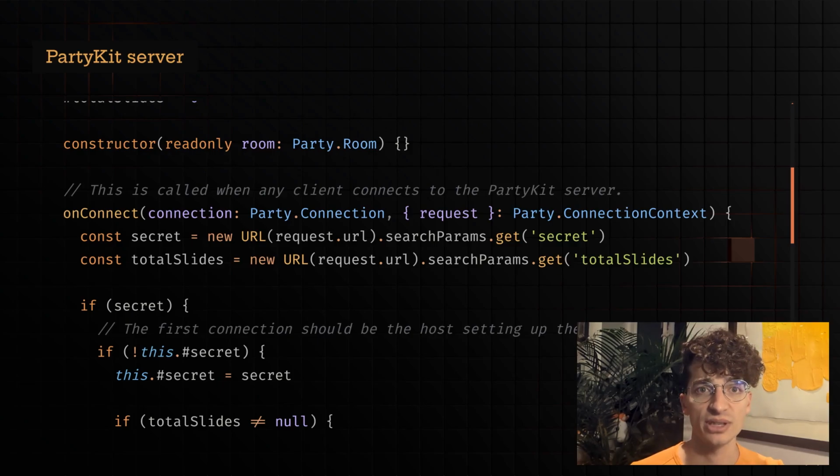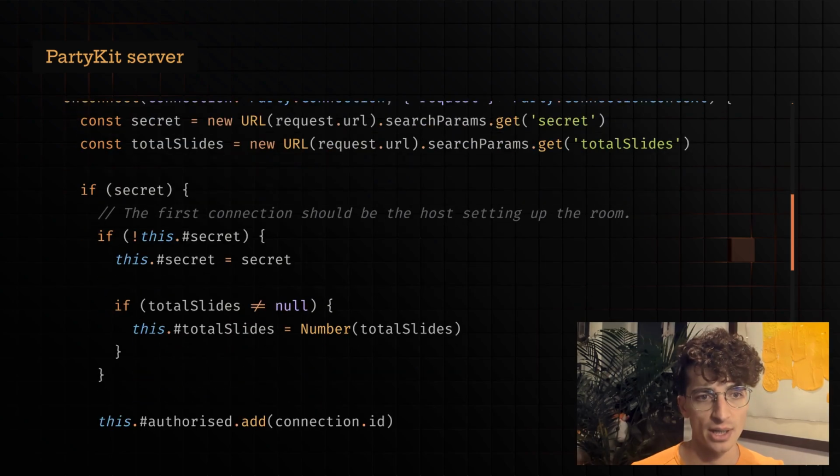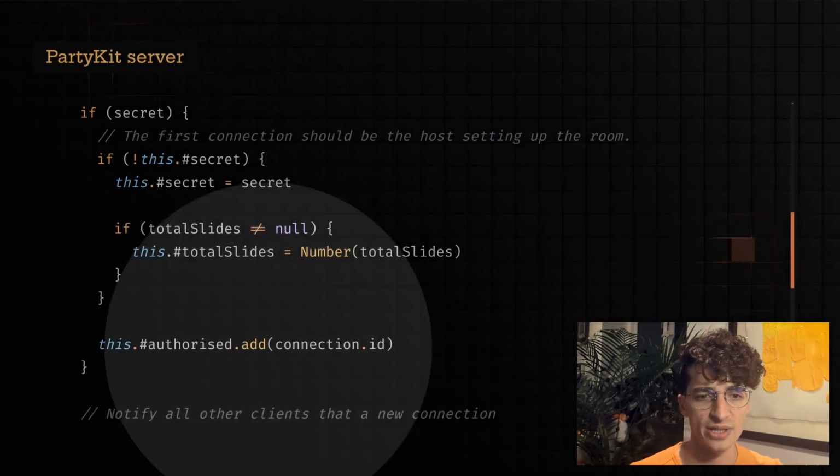The onConnect function is called naturally once any client tries to connect to the server. We're going to try and pull out the secret and the total slides from the URL, just from the query parameters. And if the secret is present, we're going to add them to our authenticated list. And if it's the case that it's the first time we're receiving a secret, we're going to make the assumption that this is the initial host setting up the session and use that as a canonical secret to check against.